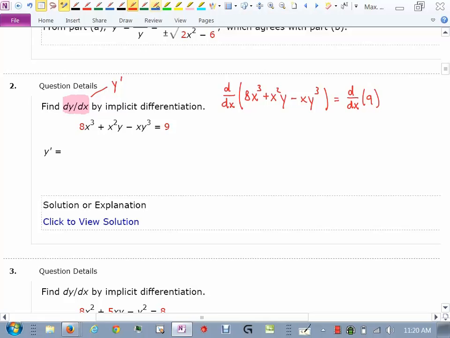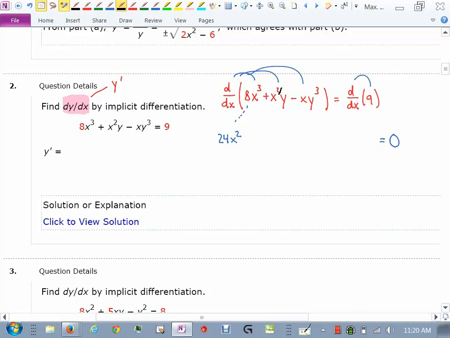So what I'll do here is I'll differentiate each of these 3 terms one by one. And then on the right side, the derivative of a constant is 0. I'm just going to put that down here already. All right, what is the derivative of 8x cubed with respect to x? Well, that's just going to be 24x squared. So that's this.